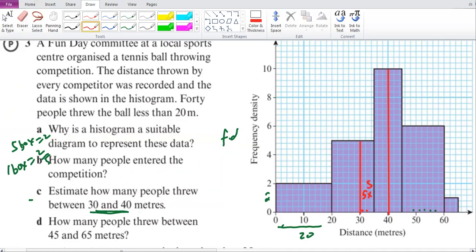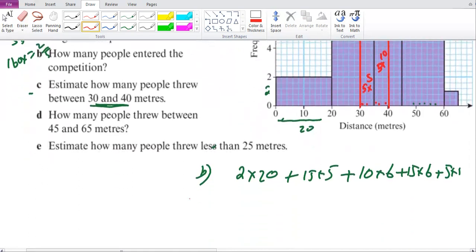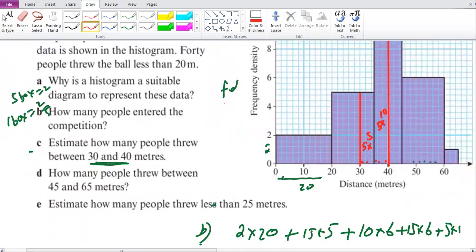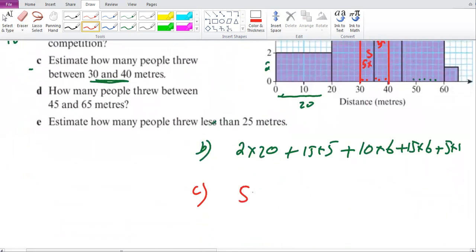And for this one, 1, 3, and 5. This is 5, multiplied with this height, 10. So the total number of people for this one will be for part C. Because this is frequency density, this is class width, so you have to follow that. It will be 5 by 5 plus 5 by 10. So calculate, that will give you the frequency, the number of people, for this one.